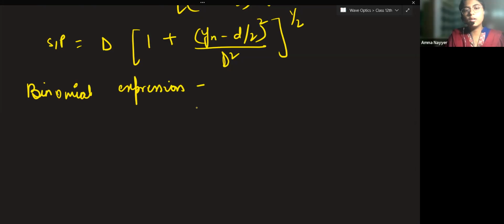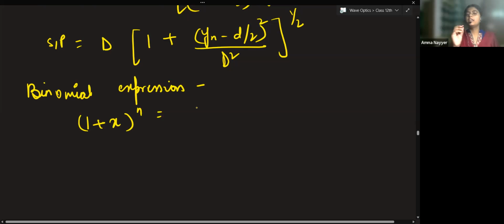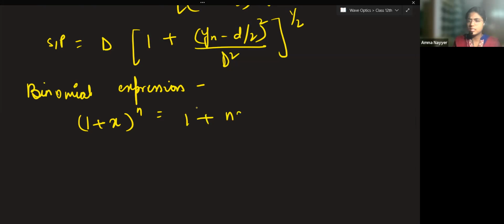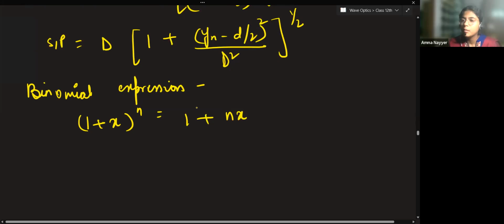Binomial expression: (1 plus x) to the power n. If any equation is in this form, then you write 1 plus nx. This is not differentiation or integration; the rule is different, but it is exactly the binomial expression. Those who have mathematics will be studying binomial expressions in detail, or must have studied them, and how to solve them. But right now, this much is enough for solving in your physics.